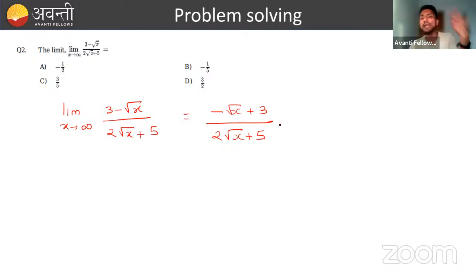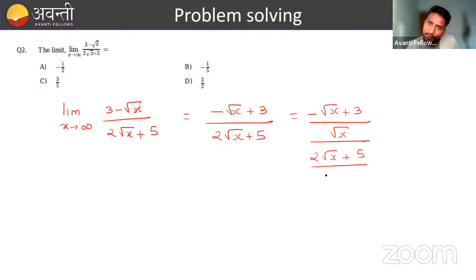So it is coming as minus infinity by infinity form. So what I will do, I will try to make everything in the denominator. For that, can I write like this? Minus x plus minus root x plus 3 divided by root x, and 2 root x plus 5 divided by root x. If I have written like this, then what I will get? I will get minus 1 plus 3 by root x, and here I will get 2 plus 5 by root x.